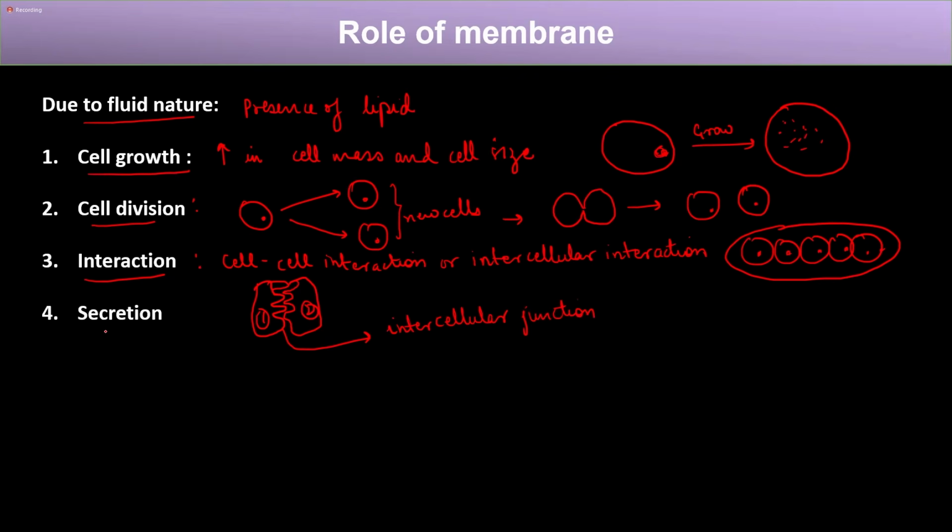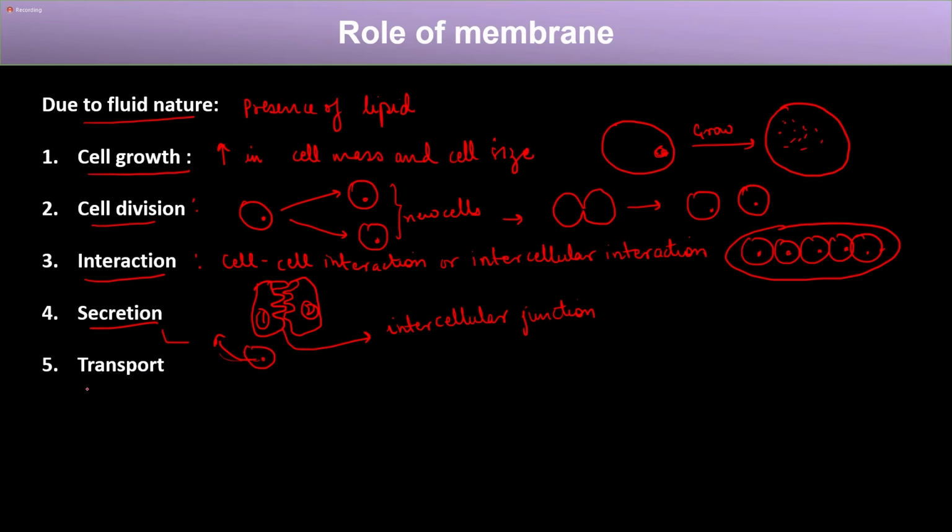Now, the next function of the cell is secretion. So suppose a cell has made something. Now this cell has to remove it or move it out of the body. So they do it via the cell membrane, and this is called secretion.